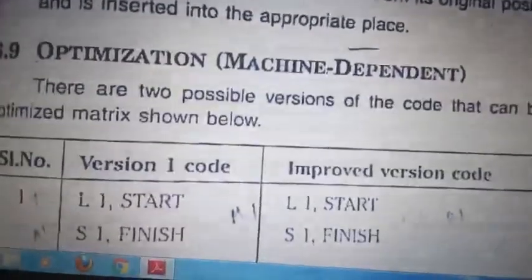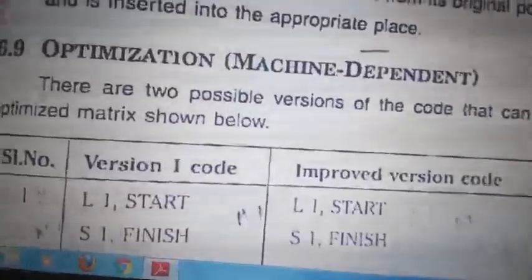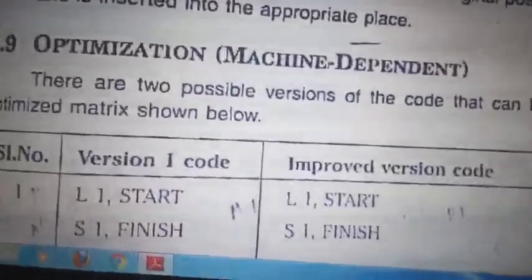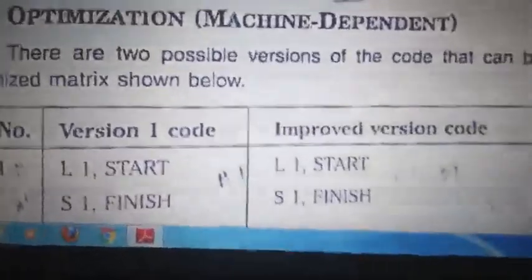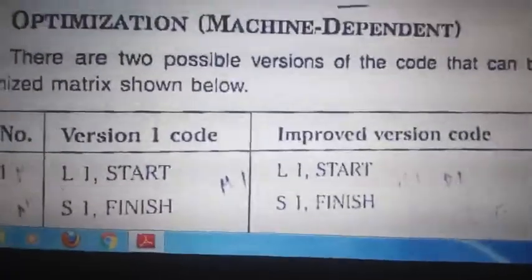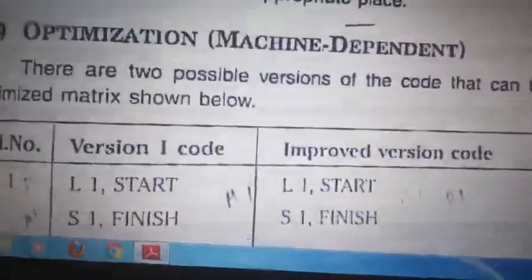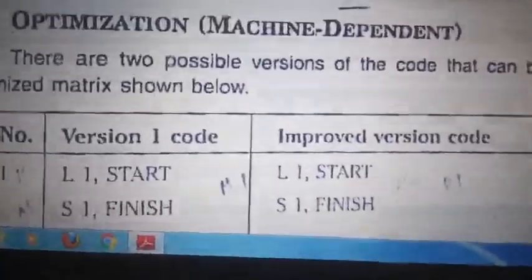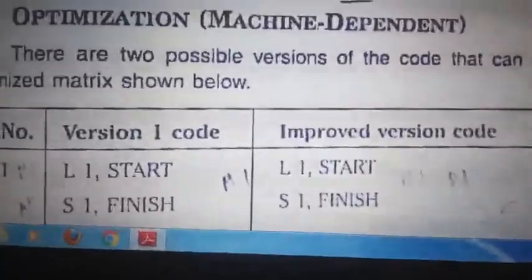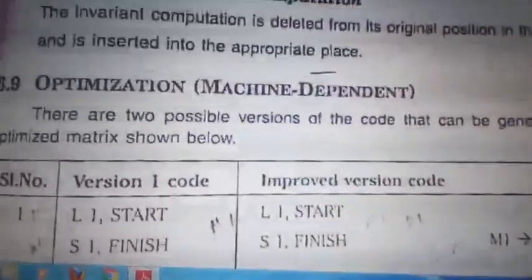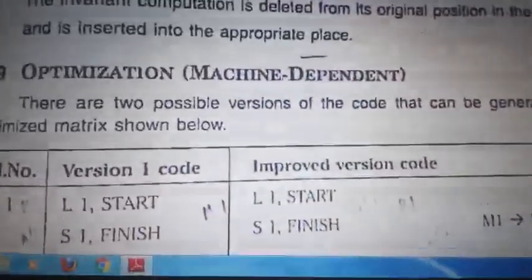Till here we have depended on the code. You can use a simple coding method, or you can go with a more difficult coding method also, so that you can increase the efficiency or minimize the number of statements. So it depends on the coding, it depends on the user. Now optimization depends on the machine.